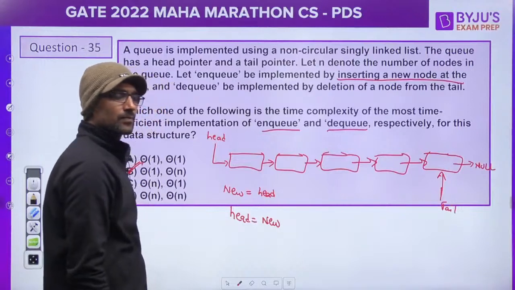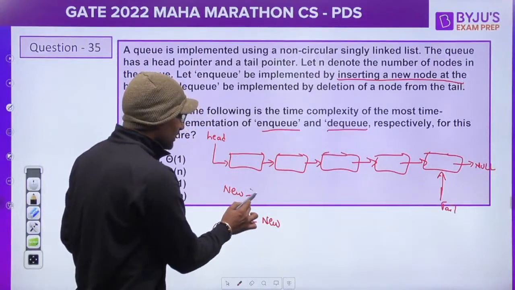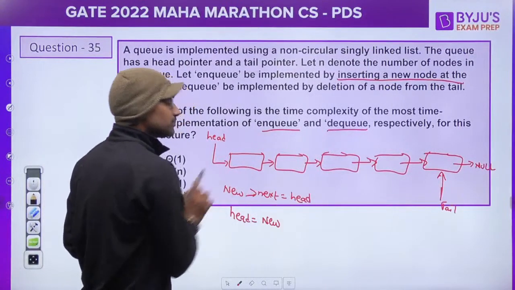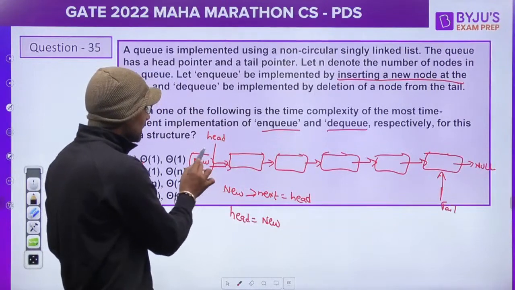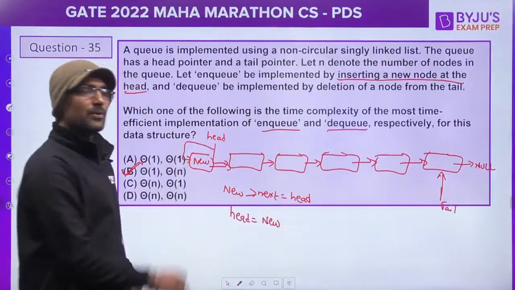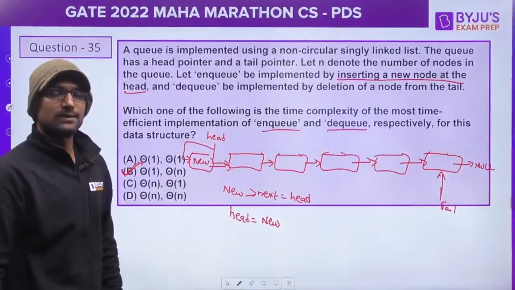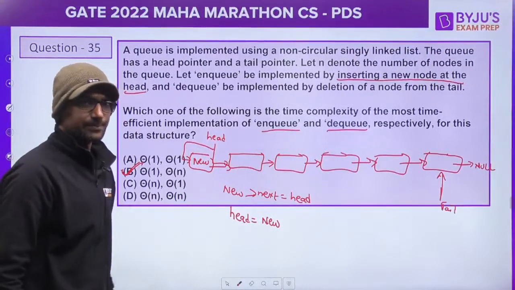Or if you want even more detail, new next is equal to head. So new will come here and head comes here. Head will be pointing to new. So these two statements are constant-time operations, so it is big O of 1.